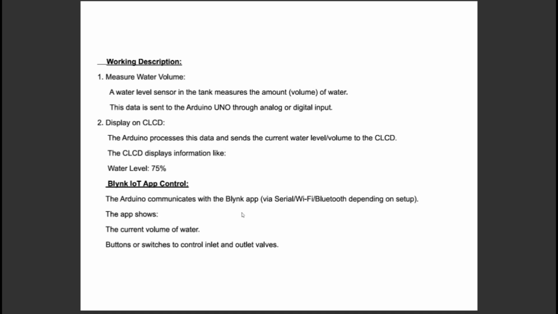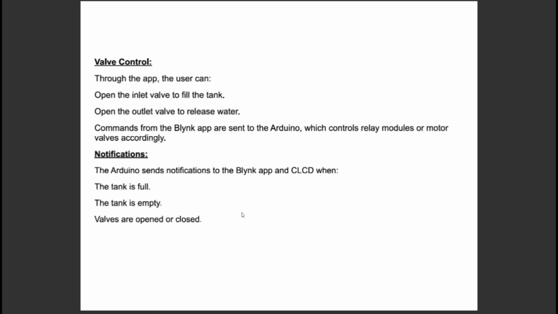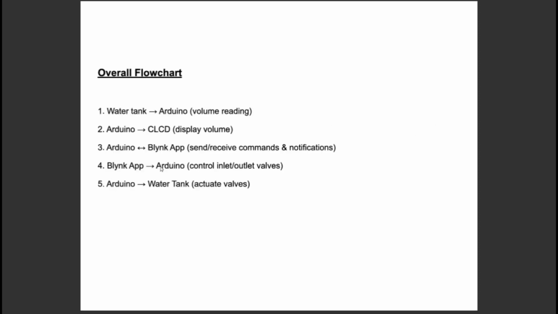The Arduino also sends a notification to both the CLCD and the Blynk app when the tank is full or empty, ensuring proper management of the water usage. In short, this project helps in automating the water tank system, reducing manual effort, and efficiently controlling water flow through smart technology. Now, I will explain the code which we use in this project, and you can see the flowchart of what is happening in this project.